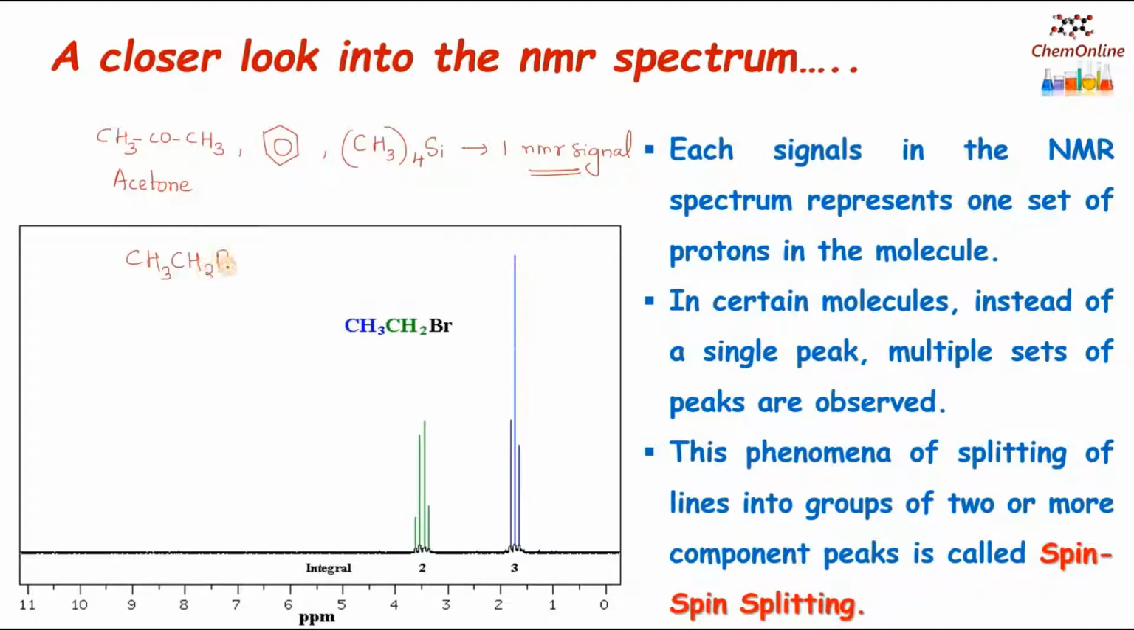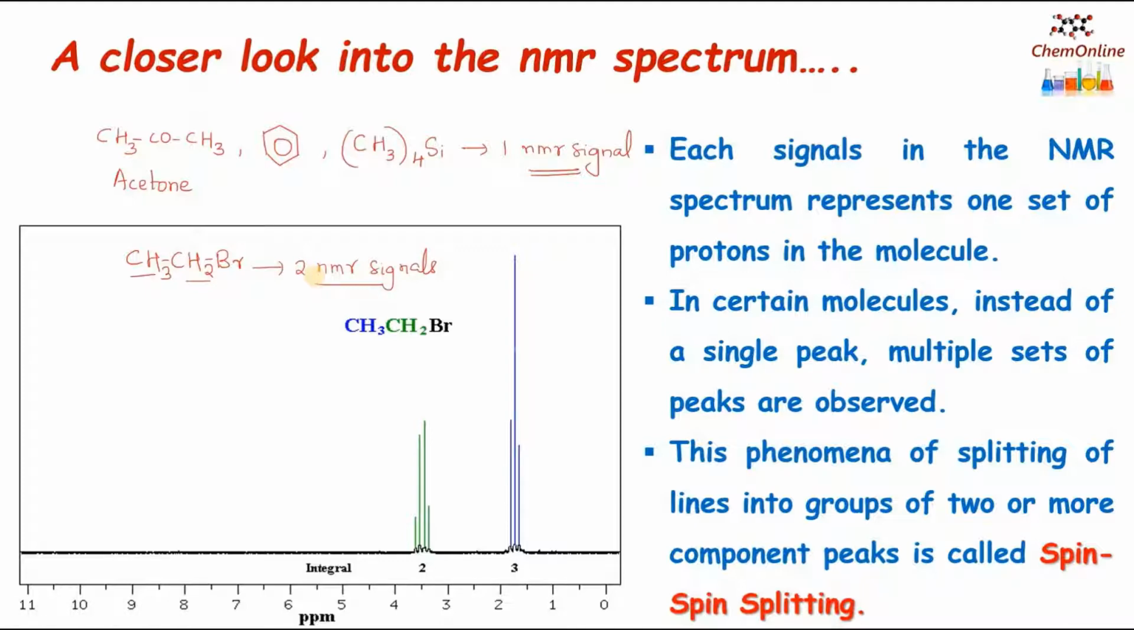If we consider ethyl bromide, CH3CH2Br, there are two different sets of protons. One is the CH3 protons, which is attached to CH2Br, and the other is CH2 protons. This is attached to a CH3 group and a bromine atom. So the two types of protons, the CH3 protons and CH2 protons, are in different chemical environments, and hence ethyl bromide will give two NMR signals. So we expect two peaks in the NMR spectrum of ethyl bromide.